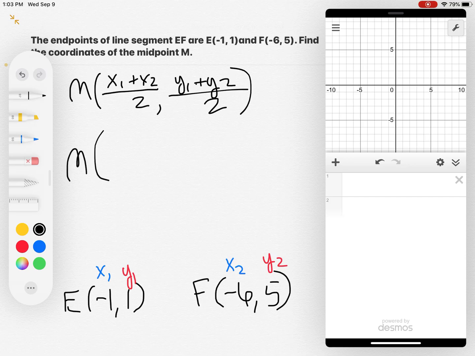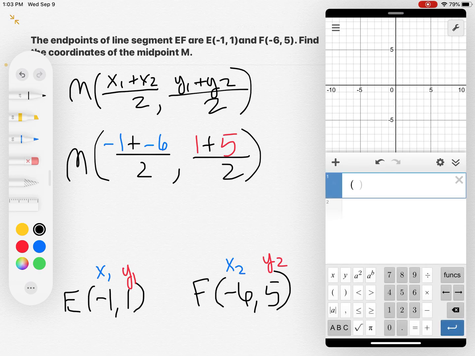Now just put everything where it goes. x1 is -1 plus x2 is -6, all divided by 2. y1 is 1 plus y2 is 5, all divided by 2. And now let's throw all that into Desmos.